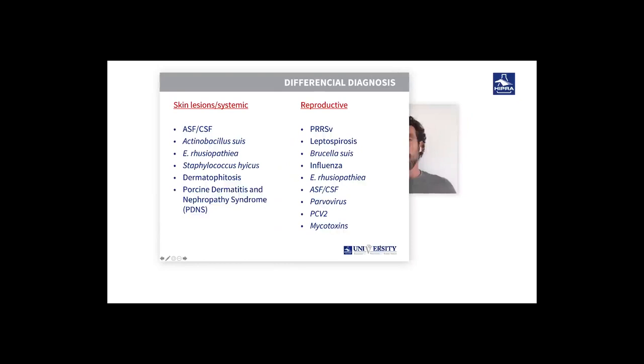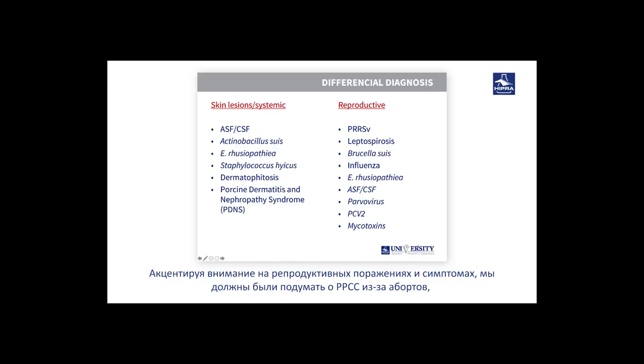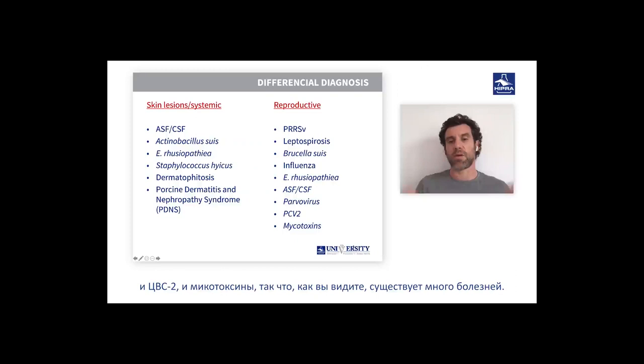Putting the focus on the reproductive lesions and symptoms, we had to think of PRRS, Aujeszky's disease, leptospirosis, brucella, influenza, again erysipelas, African swine fever, and again parvovirus. Parvovirus is not very typical to see; abortions are very, very rare, but we are going to see more. Also Senecavirus, PCV2 and mycotoxins. So as you can see, we have many diseases.